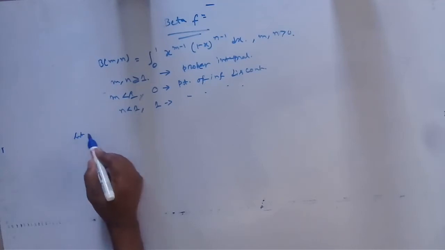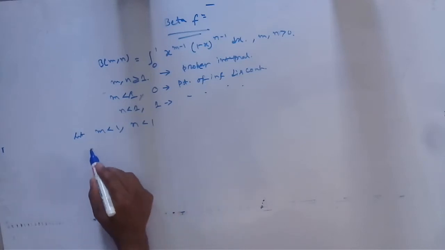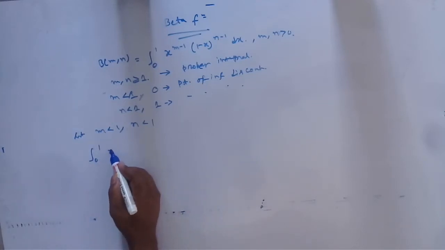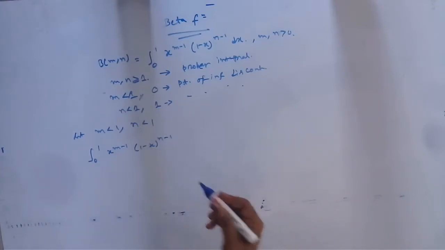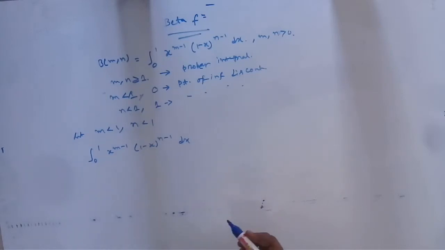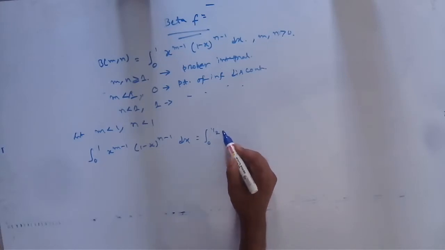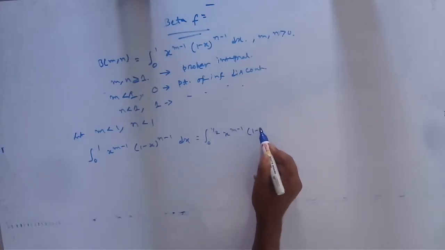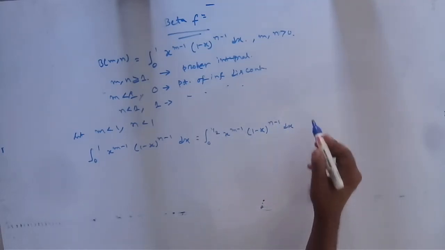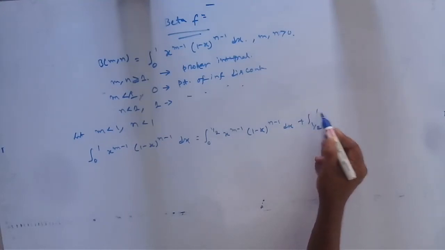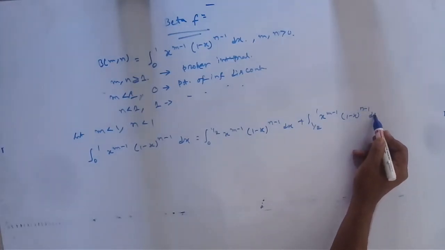So let m less than 1 and n less than 1. So integration 0 to 1 x to the power m minus 1 into (1 minus x) whole to the power n minus 1 dx equals integration 0 to half x to the power m minus 1 (1 minus x) whole to the power n minus 1 dx plus integration half to 1 x to the power m minus 1 (1 minus x) whole to the power n minus 1 dx.